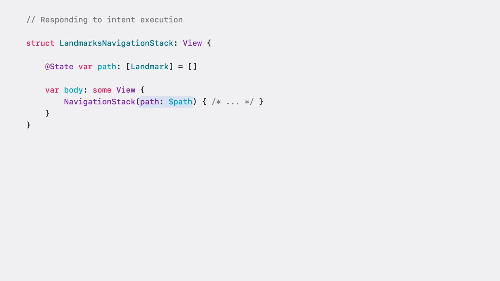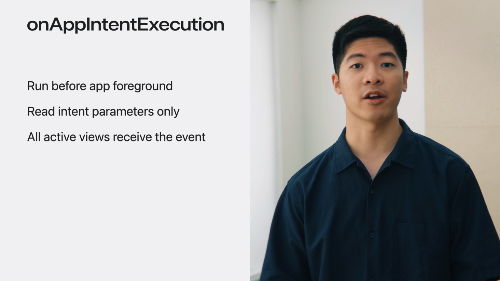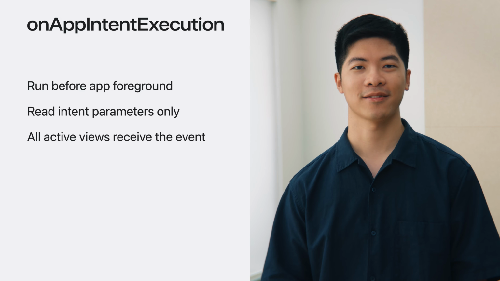With this code in place, we can remove UI code from the intent itself, or remove the perform method entirely, as well as the dependency we no longer need. How lovely is that? The system runs your action closure shortly before foregrounding the app. Therefore, you can only read the parameter values from the intent. All other operations like requesting values are not supported. And if multiple views have the same modifier, all of them will be run, so each view can respond accordingly.